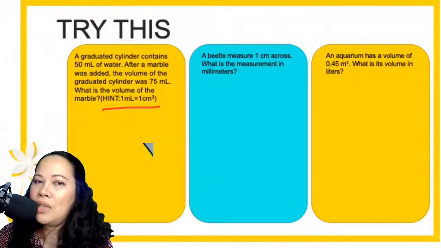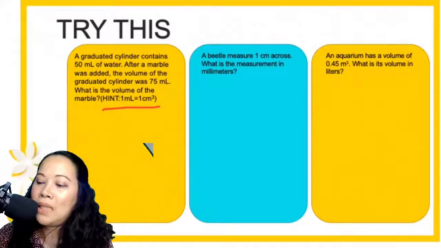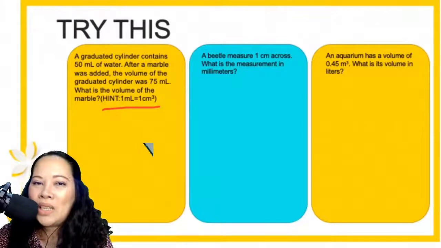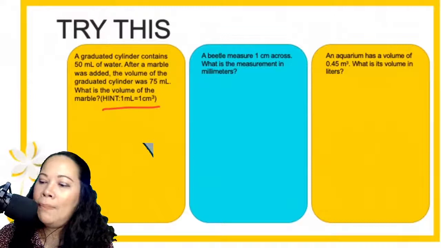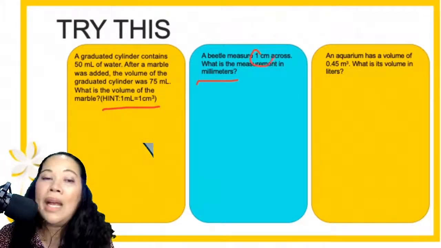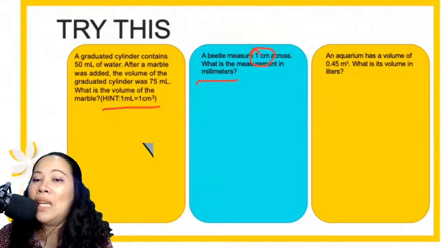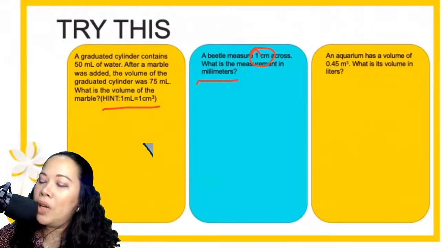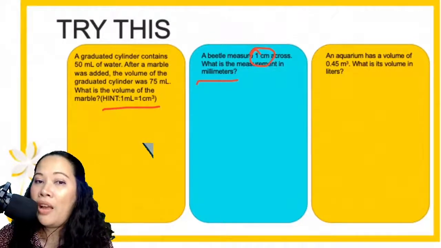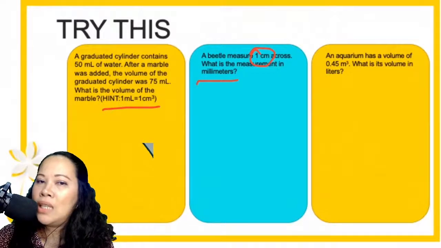The second question says, a beetle measures 1 centimeter across. What is the measurement in millimeters? So the given is 1 centimeter, and you are asked what is its equivalent in millimeters, mm. An aquarium has a volume of 0.45 meter cube. What is its volume in liters?